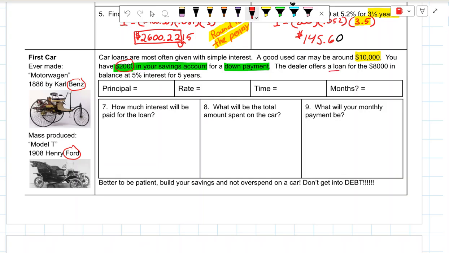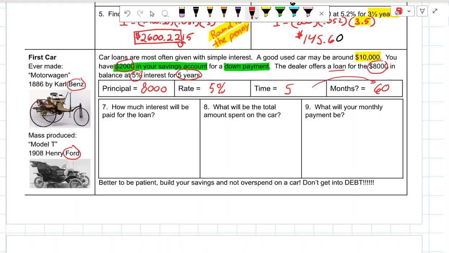So you need a loan. And the loan you're getting from the dealer is $8,000 at 5% for 5 years. Well, what's the principal on the loan? It is $8,000. What's the rate? It's 5%. And what's the time? It's 5 years. Now, as an extra, how many months is that? 5 times 12 is 60 months. We're going to be using that later on.